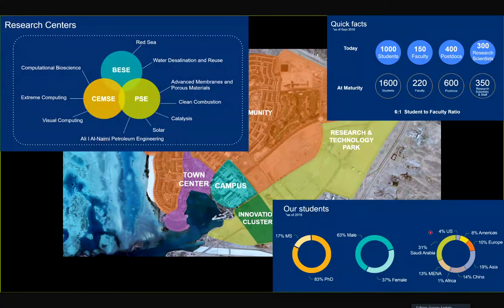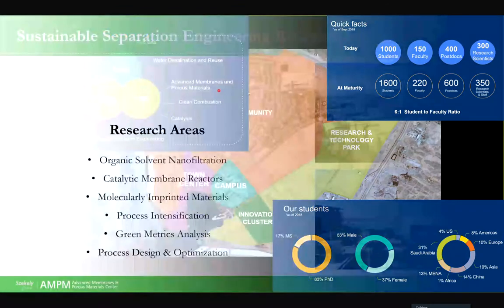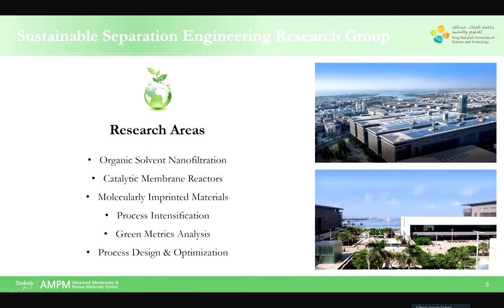Okay, so we have 3 different divisions, and I work in PSE, which is the Physical Science and Engineering division. And within that, we have 5 different research centers. And I belong to the Advanced Membranes and Porous Materials Center. So here you can see our building. This is building 4 on campus, and our center is located in this area mainly. This is another view of our campus and building 4 where we work. This is where I am at the moment.